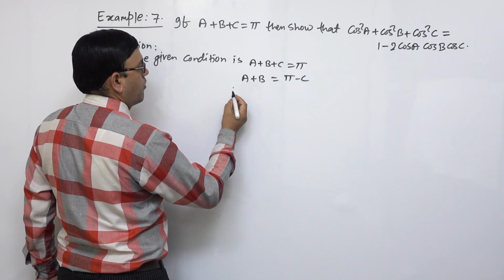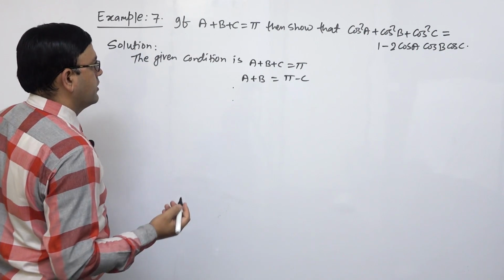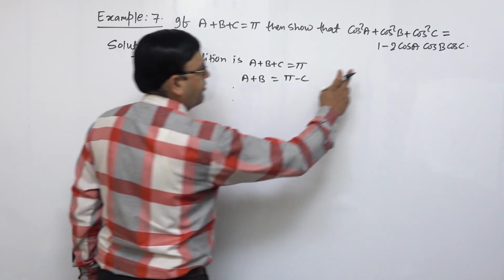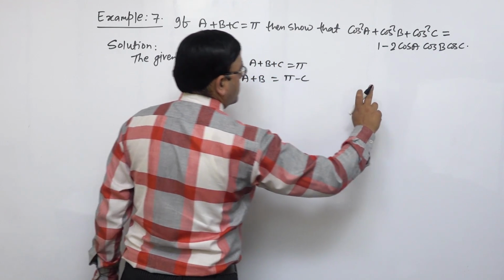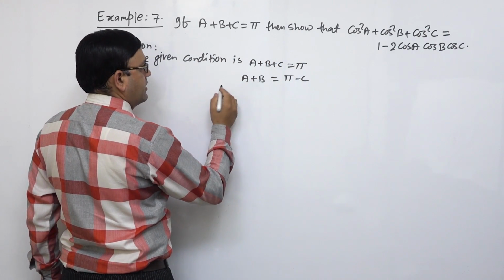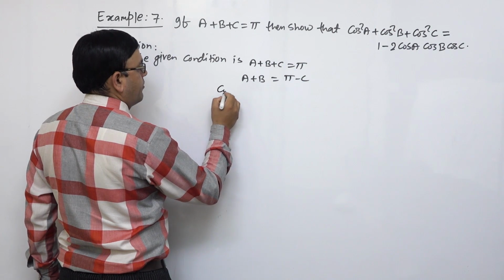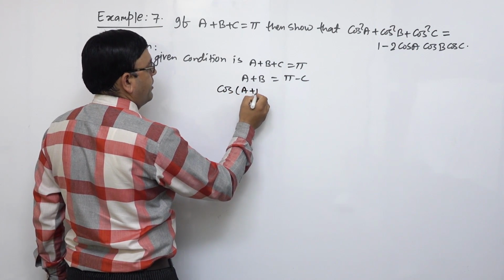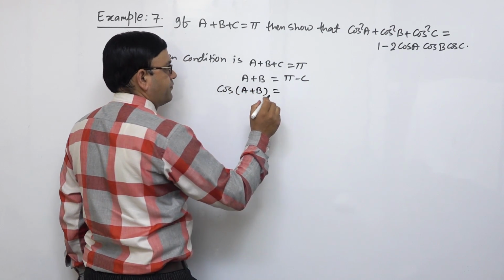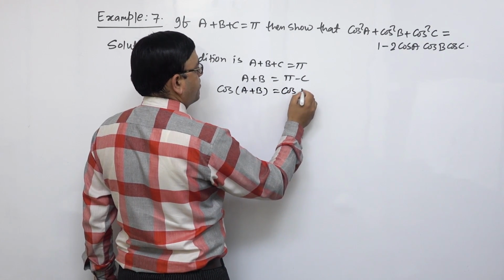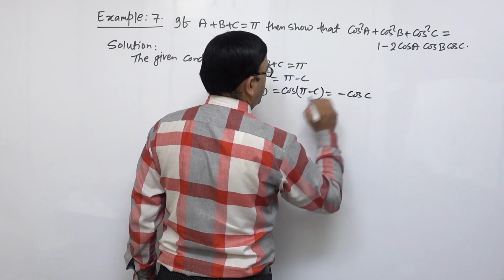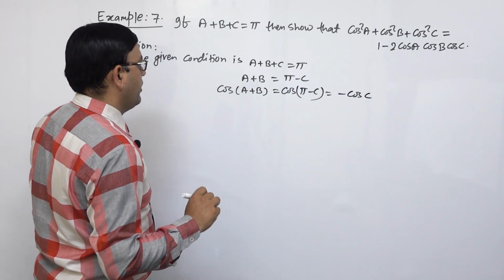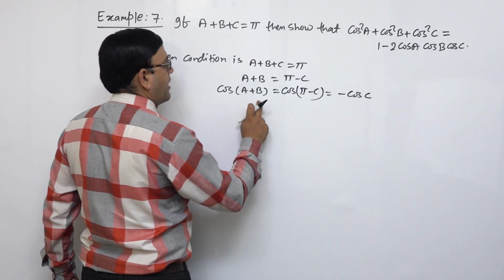Here on the RHS side, here is cos a, cos b, cos c. So we can take cos on both sides. So cos(A+B) is equal to cos(pi-C) is equal to minus cos C. Now if we need, we will calculate sine also.